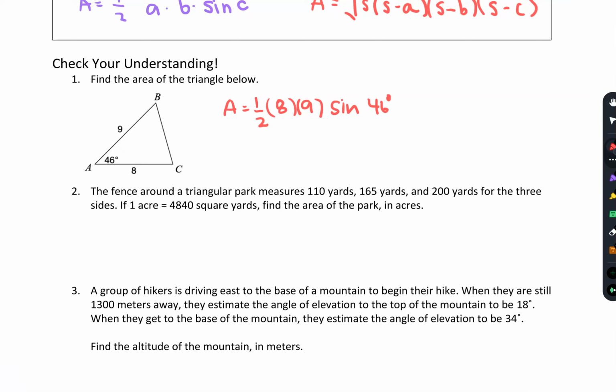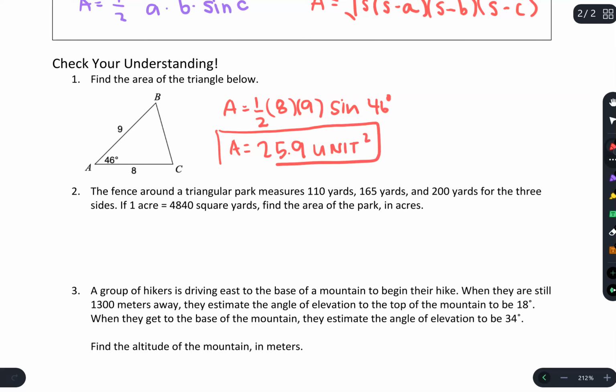Okay, so when I plug that in my calculator, what do I get? I think I heard somebody say it, 25.9. Did everybody get that? So 25.9, and I don't know the units, so it's unitless, right? But area is always what? Squared. So we do need to just say maybe units squared. Good?